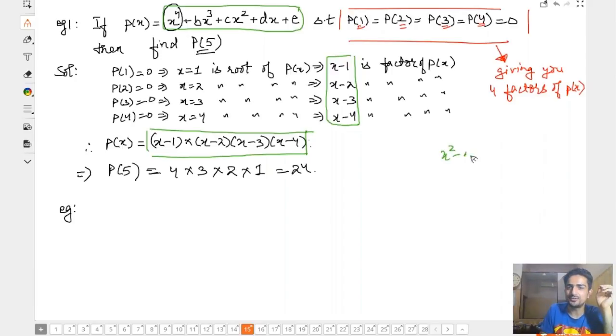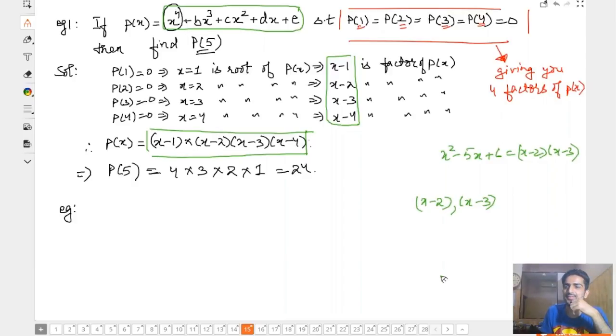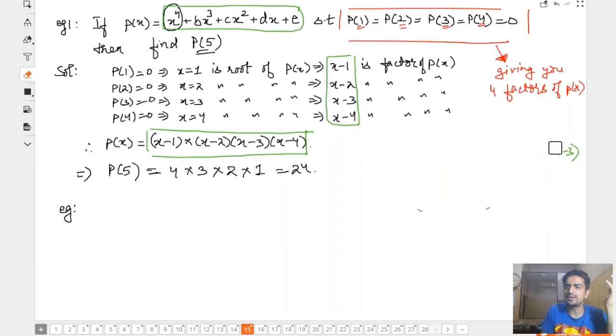If I tell you this is a quadratic and x minus 2, x minus 3 are its factors, then won't you say that this must be equal to (x minus 2) into (x minus 3)? That's it. Won't you say it like that? Yes. So here we had 4 factors, so I wrote it like this. So once we have P of x, we have P of 5 also. We just put x equal to 5.